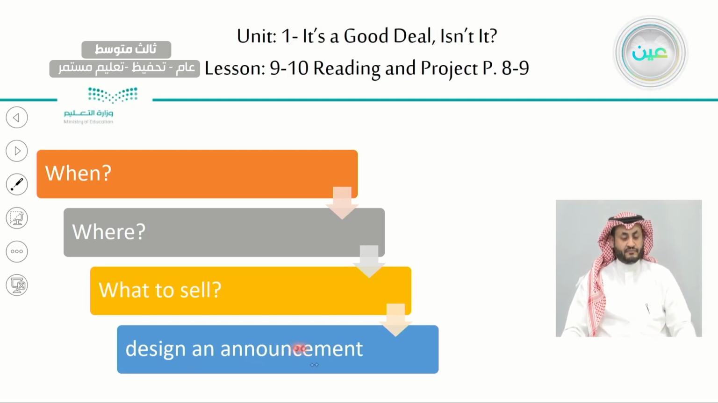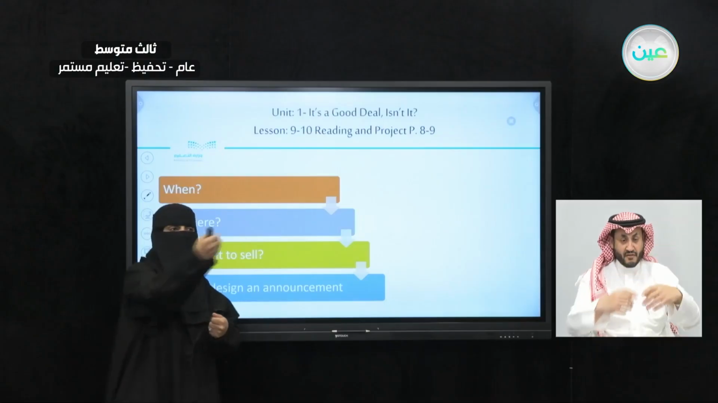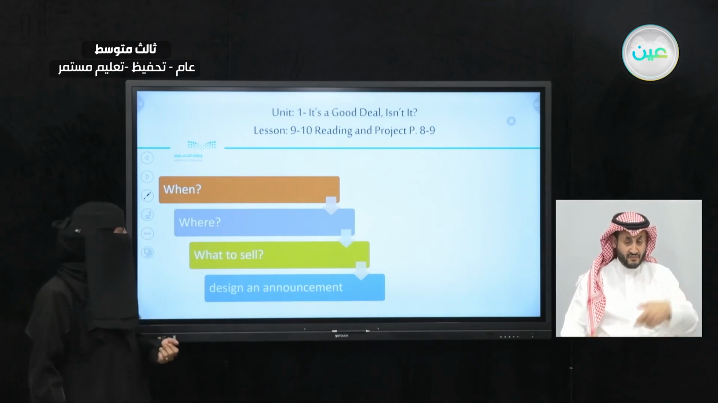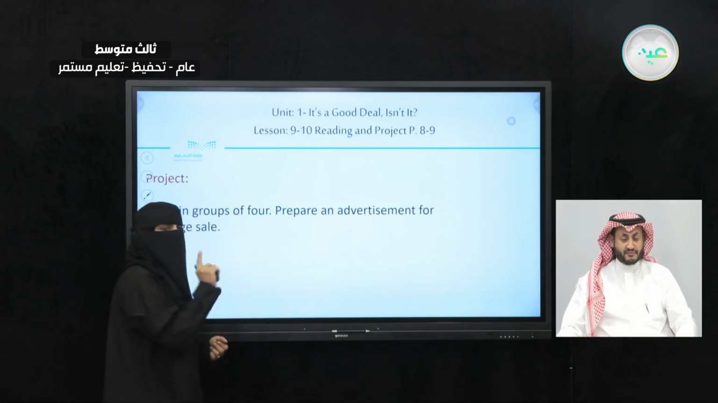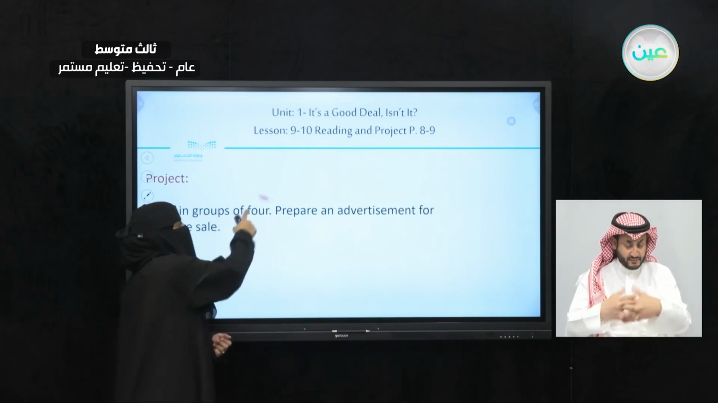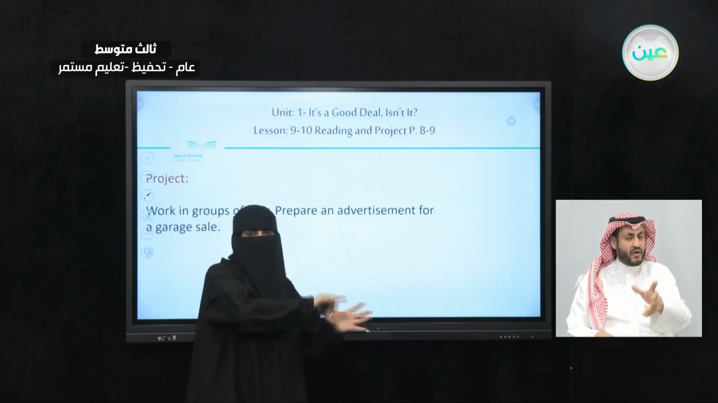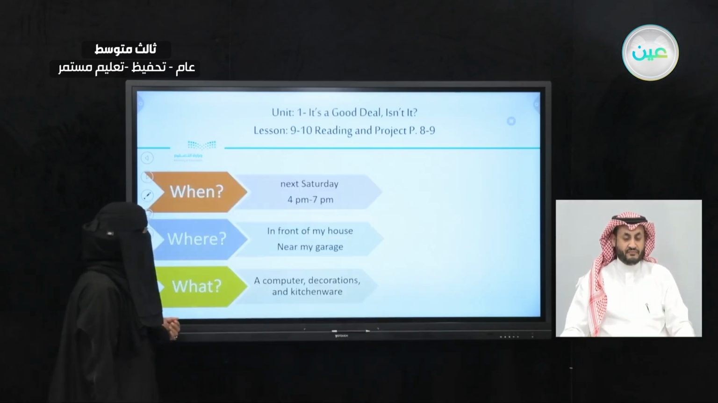And then design an announcement. You have to design an announcement so you can give it or send it to people so they will know and come to your garage sale and buy things, okay? So for your project, work in a group. You will not work alone. Work in a group of 4. Prepare an advertisement for a garage sale, okay? So I showed you the steps. You have to think about when, where, and what to sell. And now we will move on to preparing the announcement, okay?